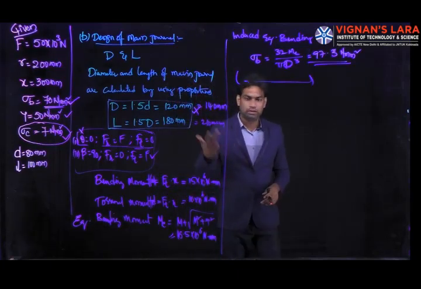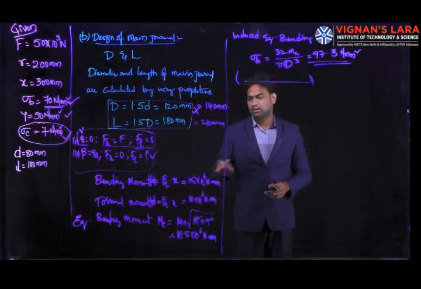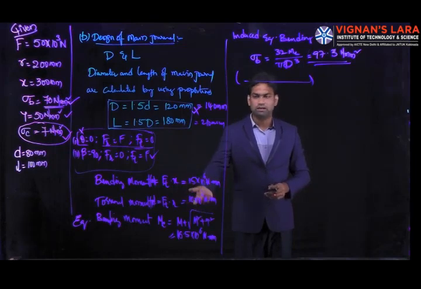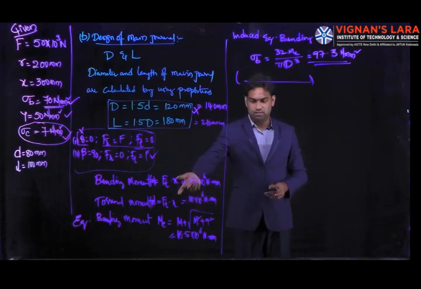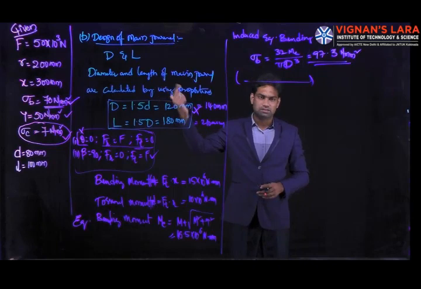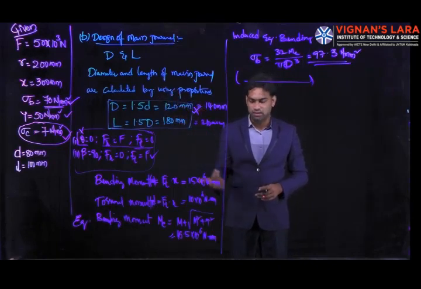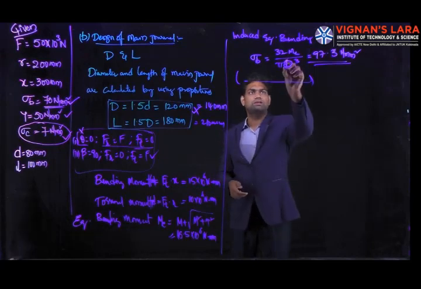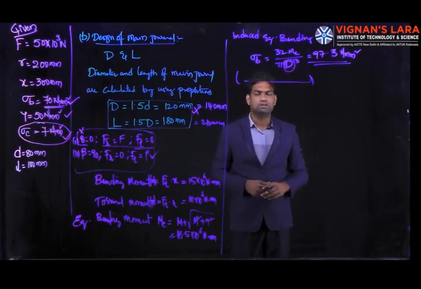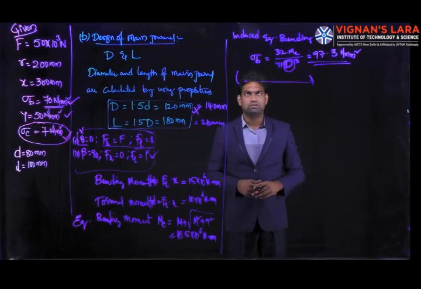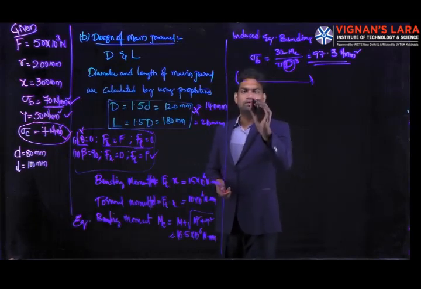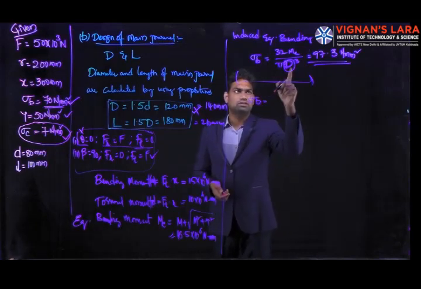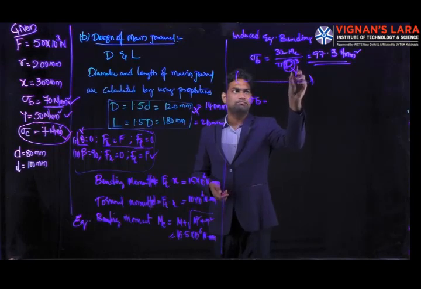Clear? So I am going to increase the dimensions. The moments do not vary with respect to the dimensions, so they remain the same. Why? Because the radial distance and the perpendicular distance x are the same, and the force is also the same, so the moments do not vary. The only thing we change is the diameter of the journal. So again we need to find the stress values using the increased diameter.